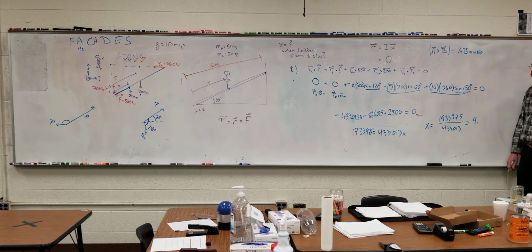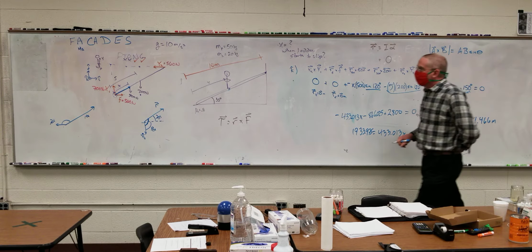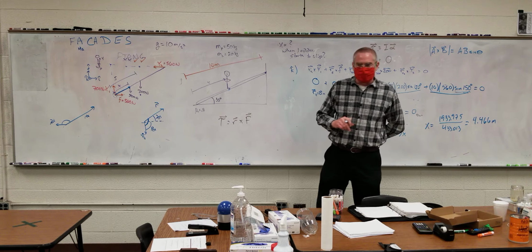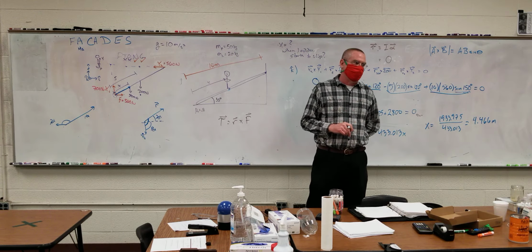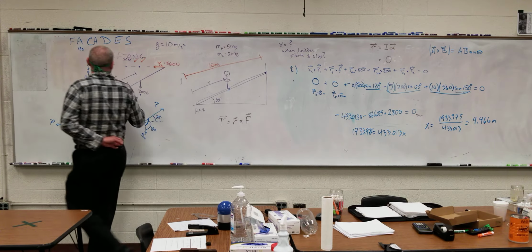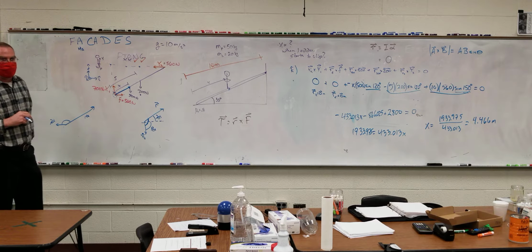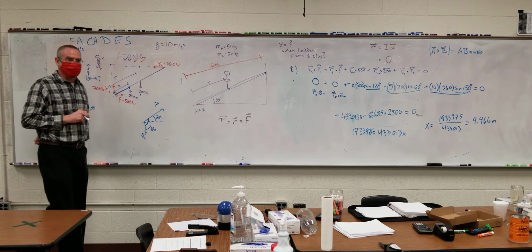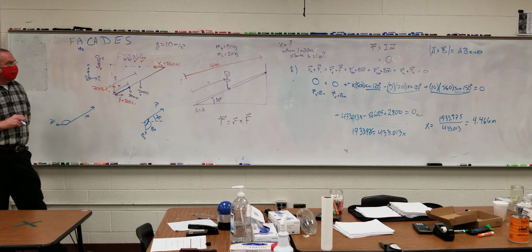So 4.466? Yeah, I got the same thing. You got the same thing? Yep. Alright, units? Meters. Yeah, it's a distance. So when he's almost in the middle of the ladder it will start to slip, assuming that he is walking very carefully. Now, if he's running up that ladder, the normal force and his weight are not anywhere close to equal, because he's pushing off on the ladder as he's moving on to the next rung. And so it would slip sooner.